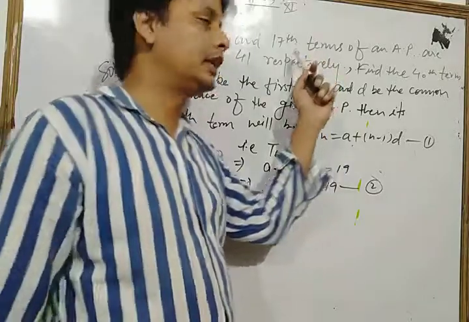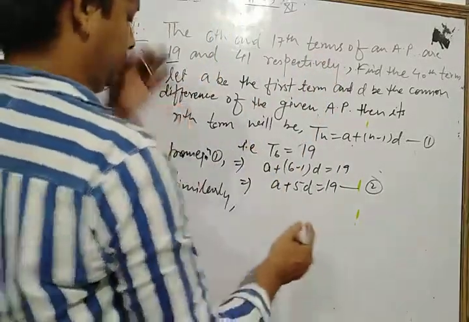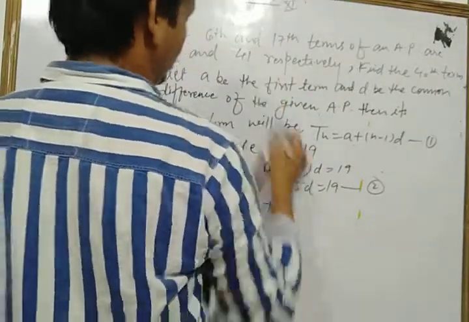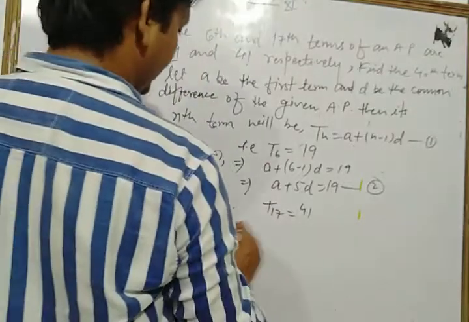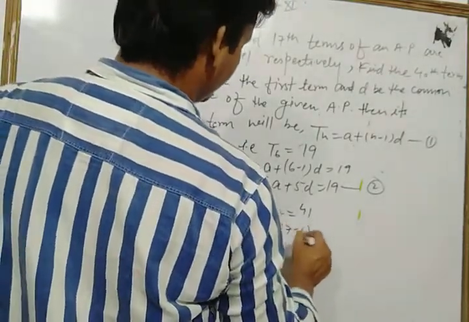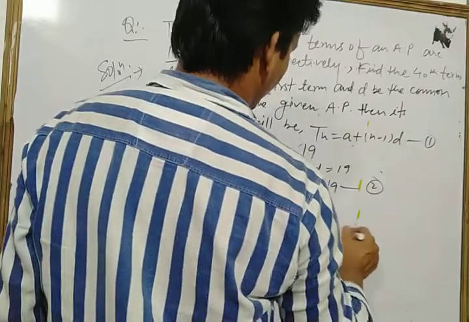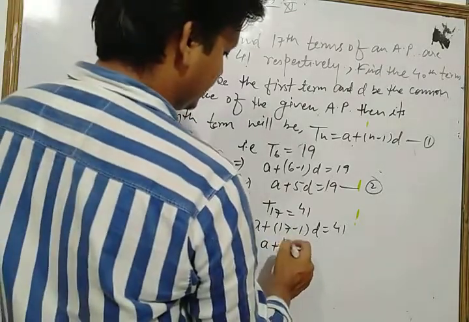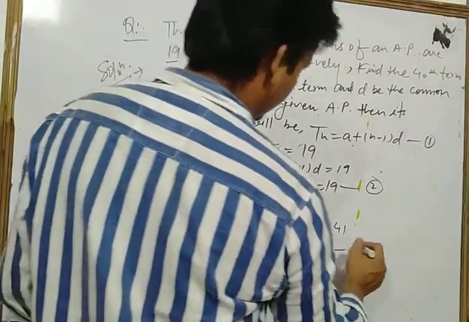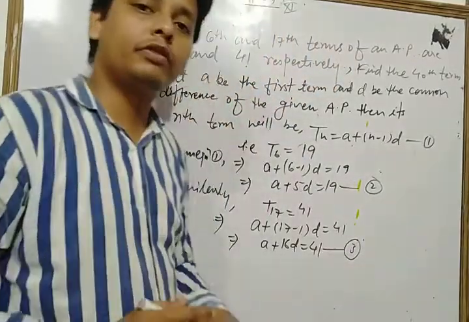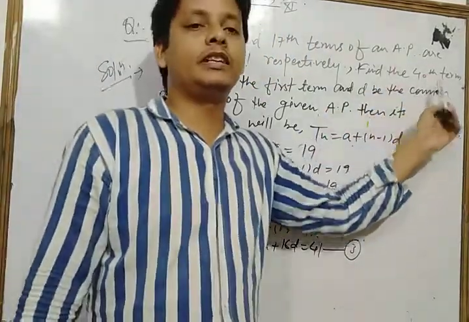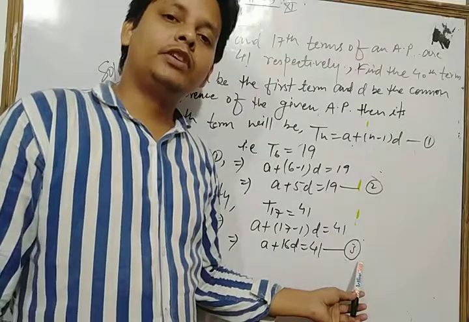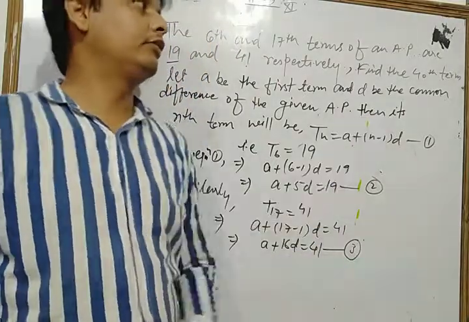Similarly, the 17th term of the given AP is 41. So T17 is equal to 41. That is, A plus 17 minus 1 into D is equal to 41, that is A plus 16D is equal to 41. Take equation number 3. Now we find the 40th term of the given AP. First of all, solving equations 2 and 3, we get the values of A and D. After that we find its 40th term.